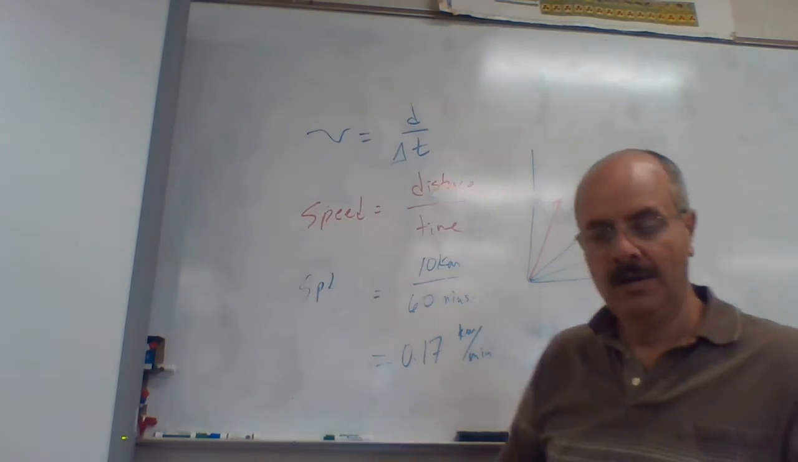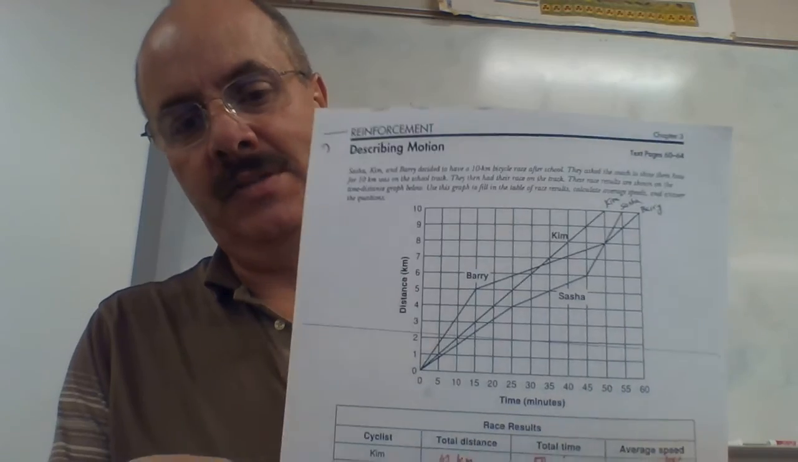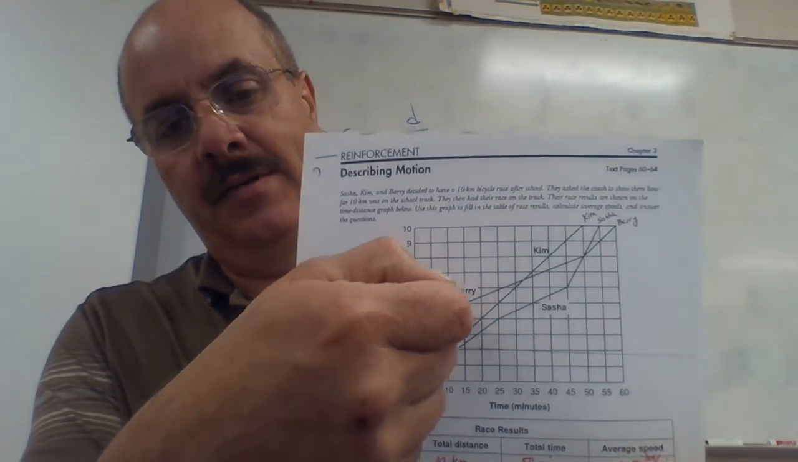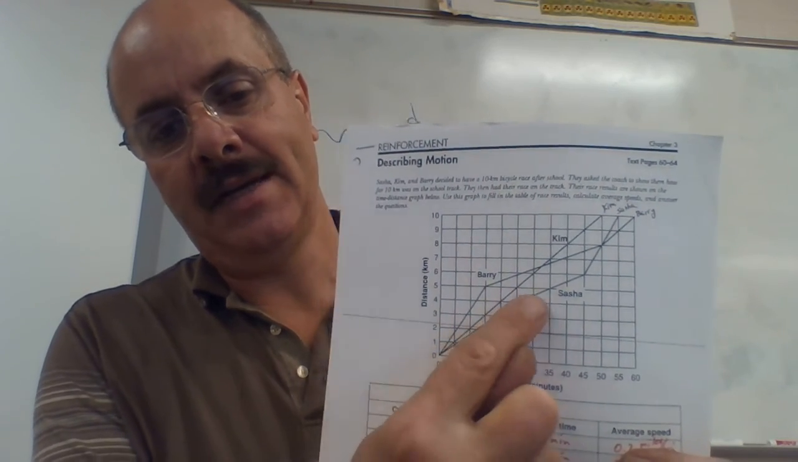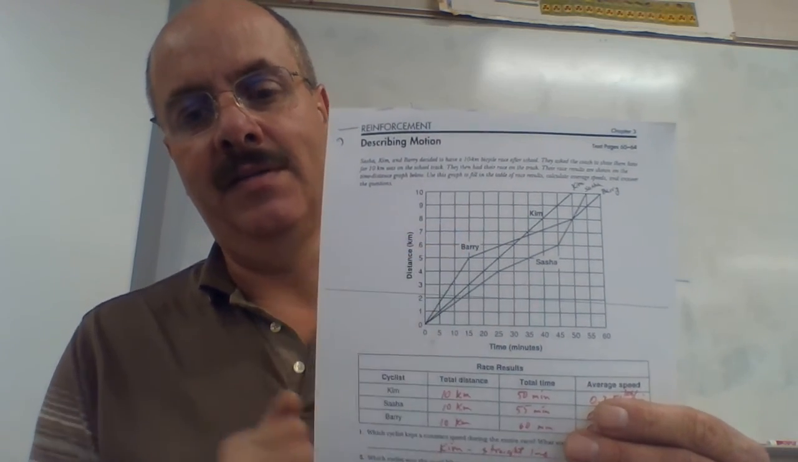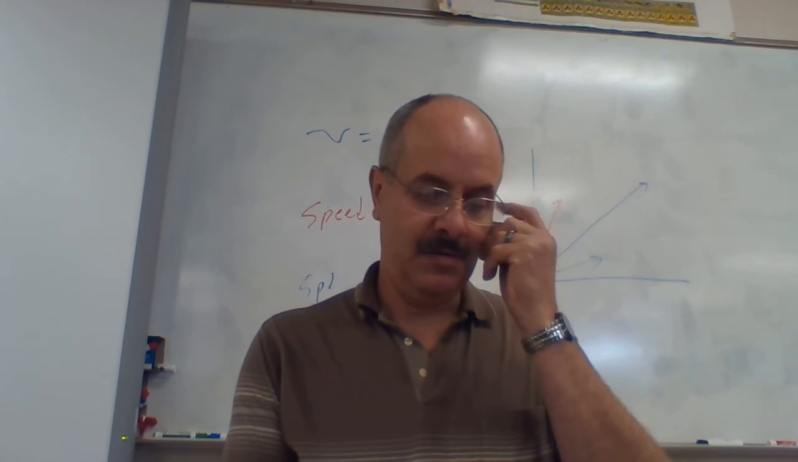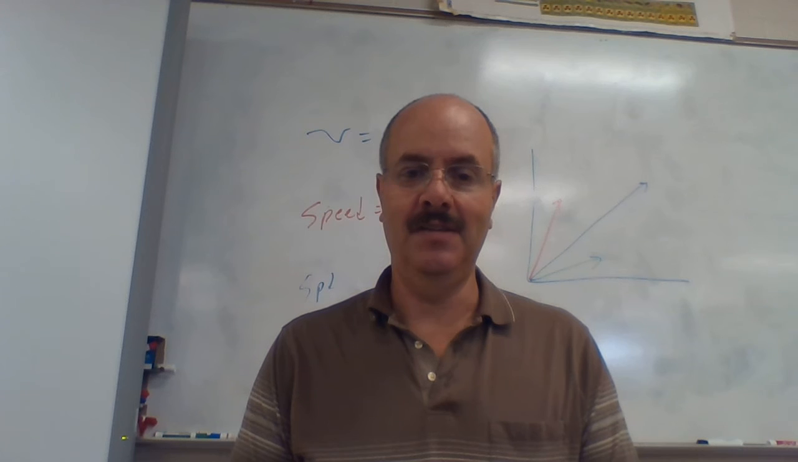Looking at this graph, let's look at it together. Which one's got the steepest slope here at the beginning? There's Barry, there's Kim, and this one right here, that's Sasha. Which one's going to have the fastest start off? That's Barry, because he's got the best sledding hill on his graph. So the answer for the last one would be Barry, because he's got the steepest slope. He's going the fastest at the beginning.